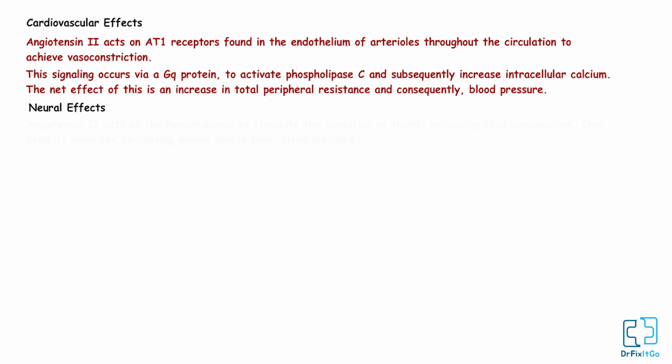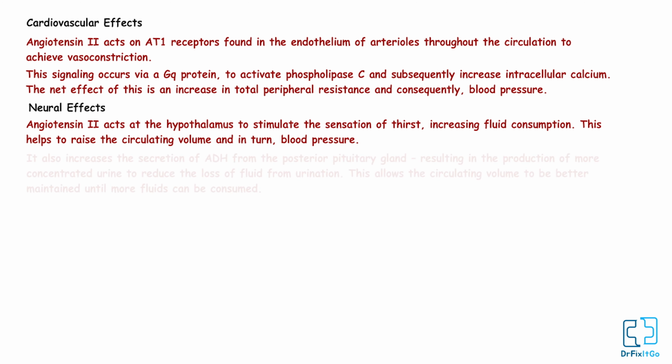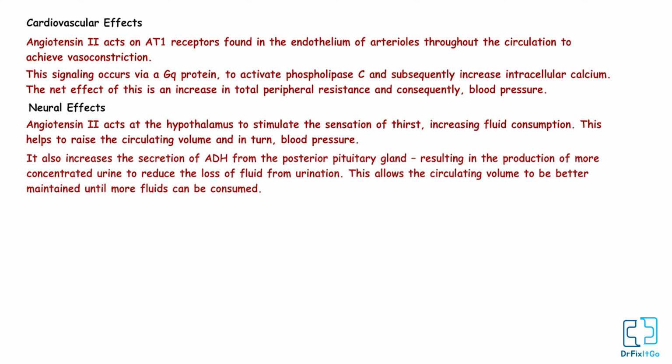Neural effect. Angiotensin 2 acts at the hypothalamus to stimulate the sensation of thirst, increasing fluid consumption. This helps to raise the circulating volume and in turn blood pressure. It also increases the secretion of ADH from the posterior pituitary gland, resulting in the production of more concentrated urine to reduce the loss of fluid from urination. This allows the circulating volume to be better maintained until more fluids can be consumed.